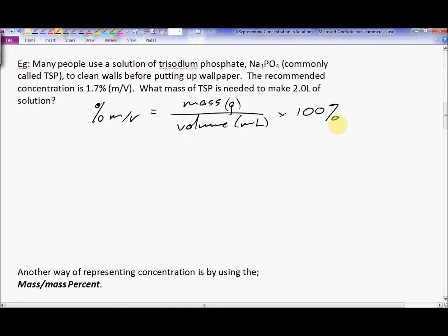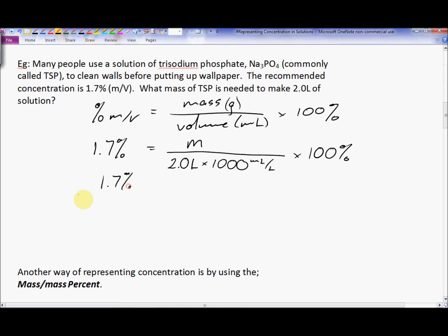Okay, so let's plug in some values. Our percent mass to volume is 1.7%. Okay, and that's going to be equal to the mass in grams that we're trying to solve for, divided by our volume. The volume of the solution will be the 2 liters that is made up, so 2.0 liters, but we need our volume in milliliters, so I'm going to multiply by 1,000 milliliters per liter, okay, and then multiply by 100%.